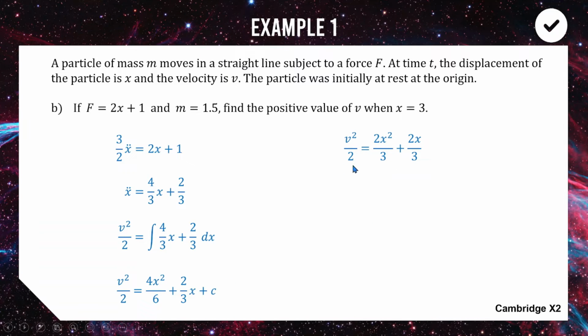So there's our expression for velocity squared on 2. We're trying to find velocity when x equals 3. So let's just multiply everything by 2 to get velocity squared. And then we're going to sub in the value of x equal to 3 to get velocity squared. And then we'll take the square root of that and we'll take the positive value. So when we sub in 3, we get an answer of 16, which tells us that velocity must be equal to positive 4 because it says positive value. Okay, so when it's in terms of x, you've got to use v squared on 2.